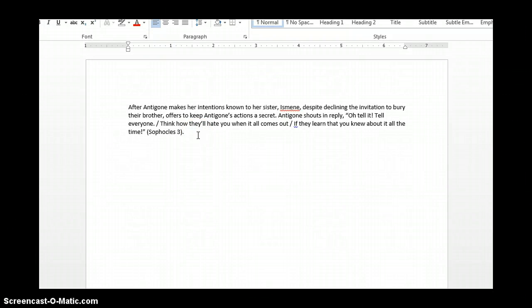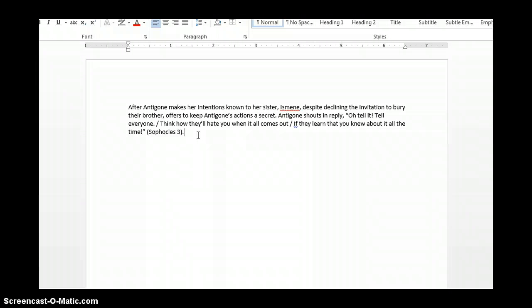I've decided that in my paragraph, I want to make a claim that Antigone is prideful, more so than wanting to honor the gods. So I've chosen the following quote as my evidence. After Antigone makes her intentions known to her sister, Ismene, despite declining the invitation to bury their brother, offers to keep Antigone's actions a secret. Antigone shouts in reply, "Oh, tell it, tell everyone. Think how they'll hate you when it all comes out, if they learn that you knew about it all the time." I've already written my context to introduce the quote.